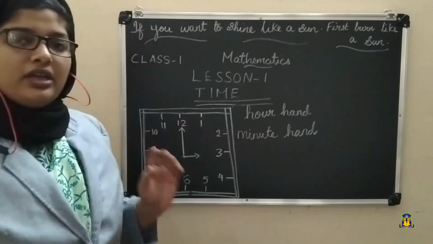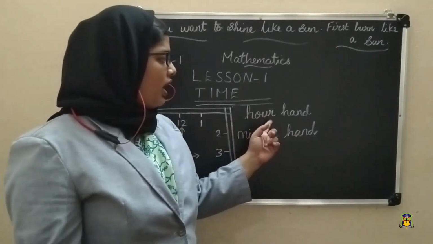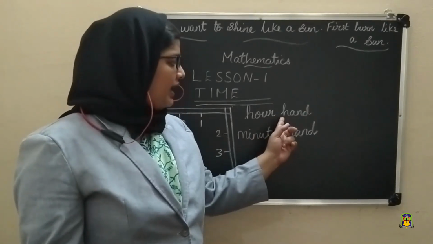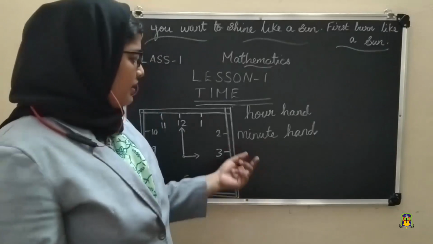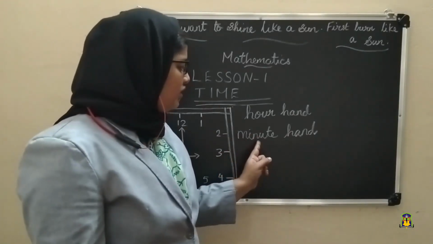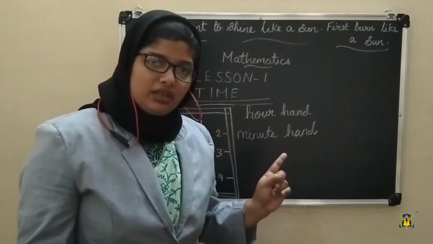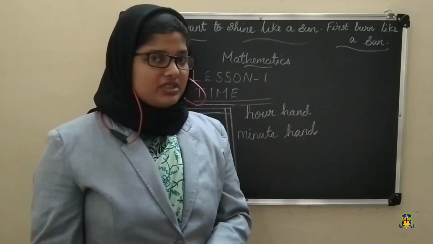Minute hand. Okay, so all of you say the spelling. H-O-U-R, hour hand, H-A-N-D, hand, hour hand. Then next, minute hand, M-I-N-U-T-E, minute hand, H-A-N-D, hand. You have to study the spelling.